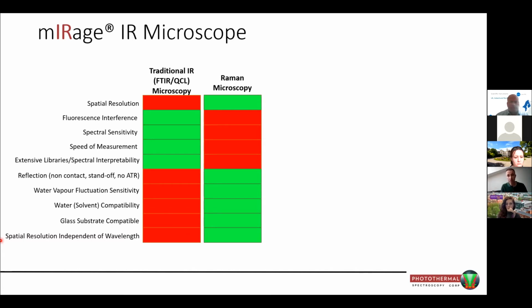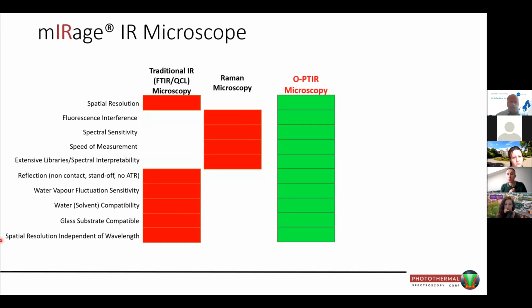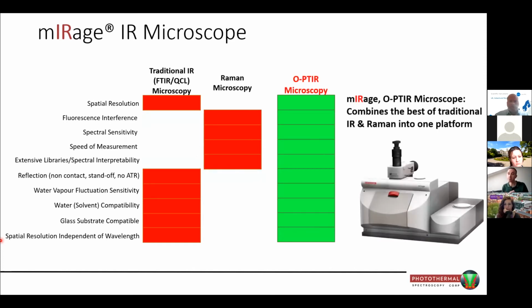You may go to Raman, you may go to FTIR. Worst case scenario, you may have to use both, in which case you're taking the sample from one to the other, and good luck in finding that same 1 micron spot. But what we do with O-PTIR, and this is of course my favorite animation, is we take all the best attributes and put them into a single platform. It's more than a graphic, it's actually quite literally the case.